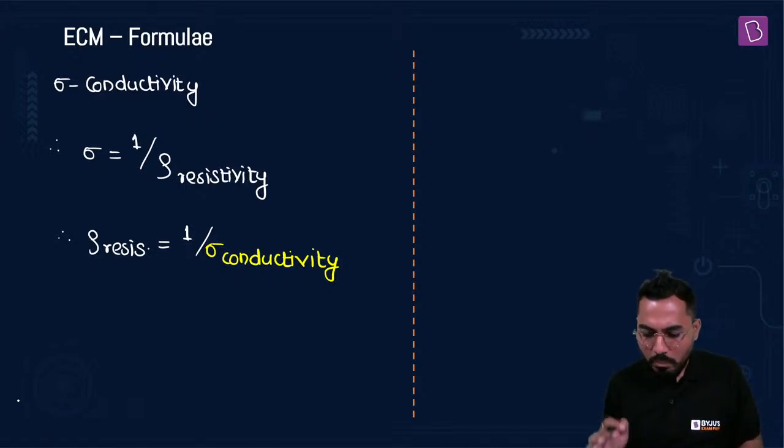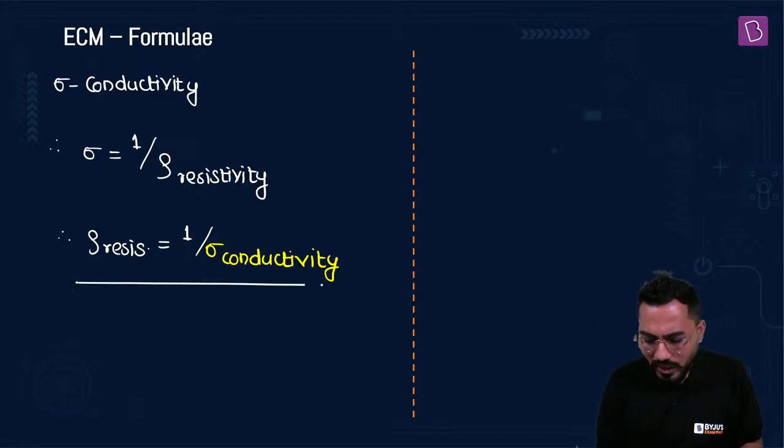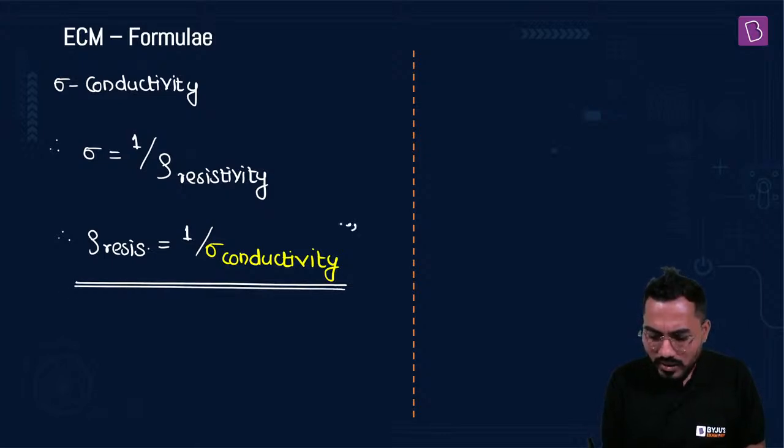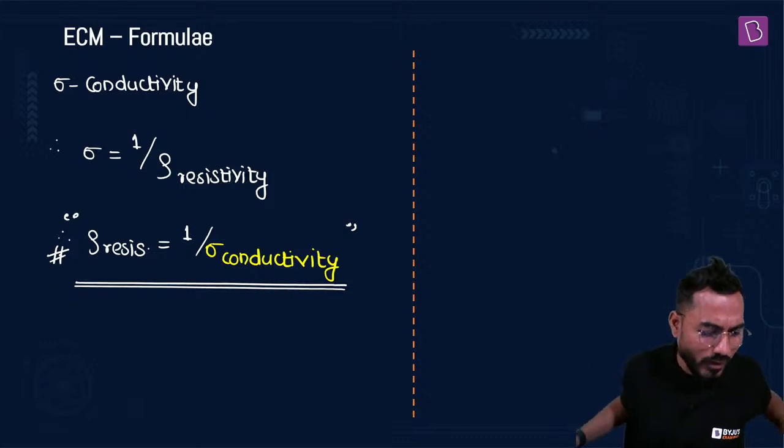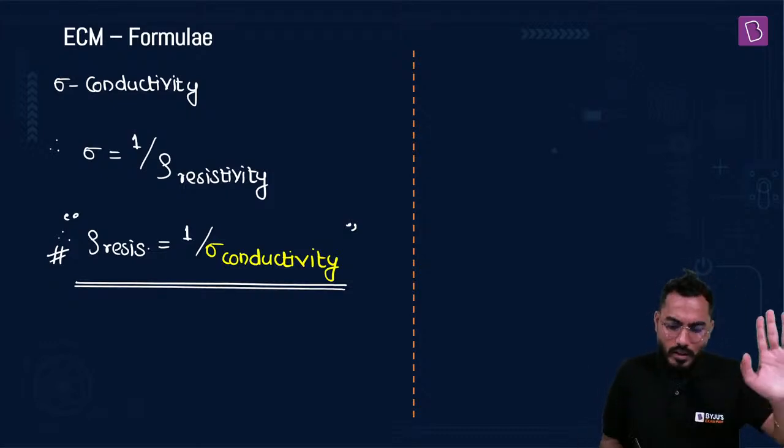Through only peanuts of formulas, every numerical which comes in a GATE examination on ECM, you can calculate, but we are just not paying enough attention. And everybody is getting all India rank 1. Is it true? Yes. So let's see that now.